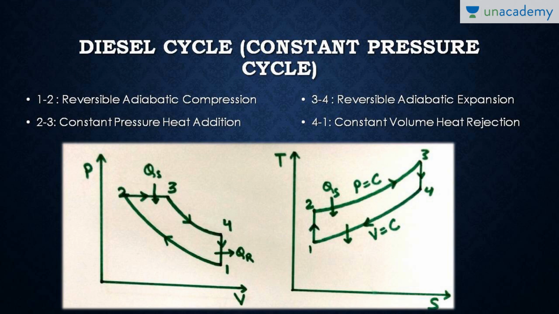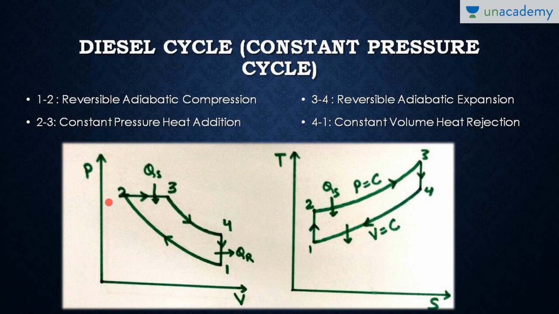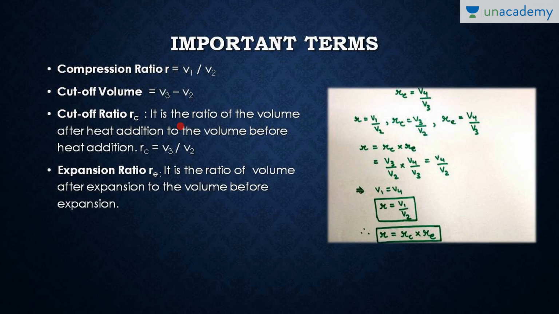Keep in mind these two terms. Cutoff volume is V3 minus V2 and cutoff ratio is V3 by V2. Cutoff ratio is the ratio of volume after heat addition to the volume before heat addition. So the cutoff ratio is V3 by V2 and cutoff volume is V3 minus V2. So the cutoff ratio rc is V3 by V2.